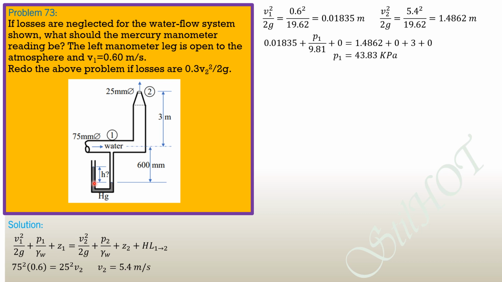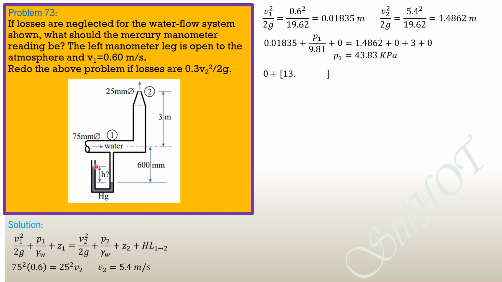We then sum up pressure from this point, open manometer, down to this point, and we jump across here because these 2 points have the same pressure. Remember the principle for points on the same horizontal plane in a homogeneous fluid at rest. Then we rise, so minus specific weight of water times 0.6, and we equate it to the pressure at 1, which is 43.83.